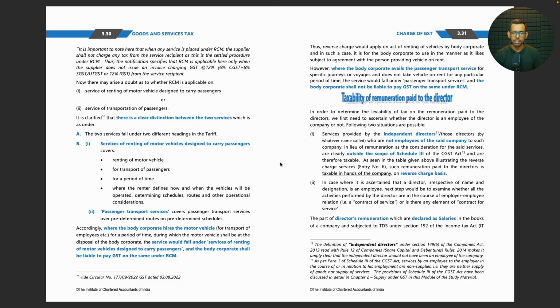So this reverse charge mechanism situation will come only in the first situation, where the car is totally under your control. It's a cab service. So that is under RCM.